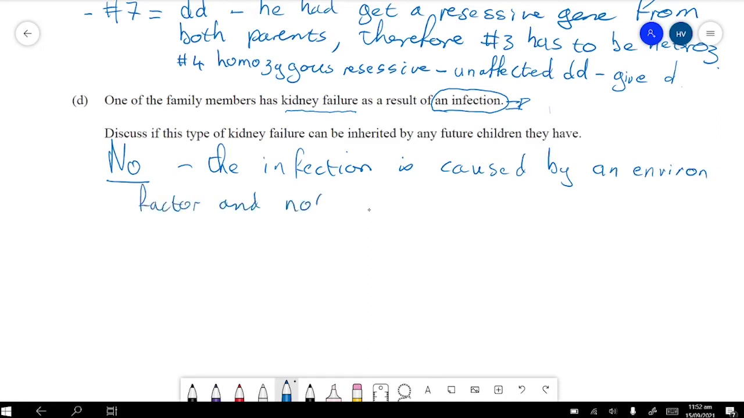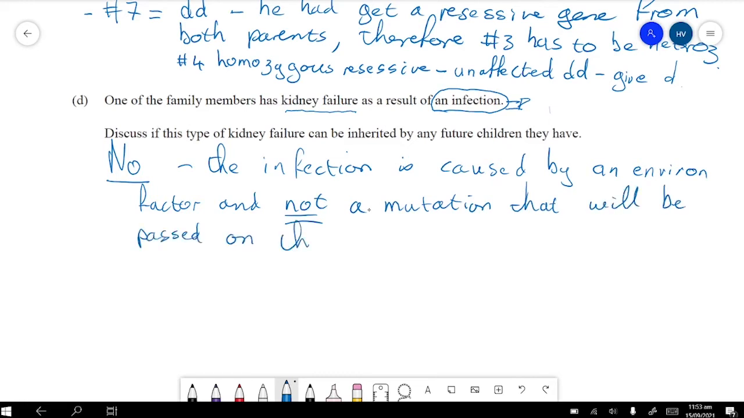And not a mutation that will be passed on through the gametes. Sorry, spelling over there. Okay, so that's the high-level answer. Let's look at the model answer.